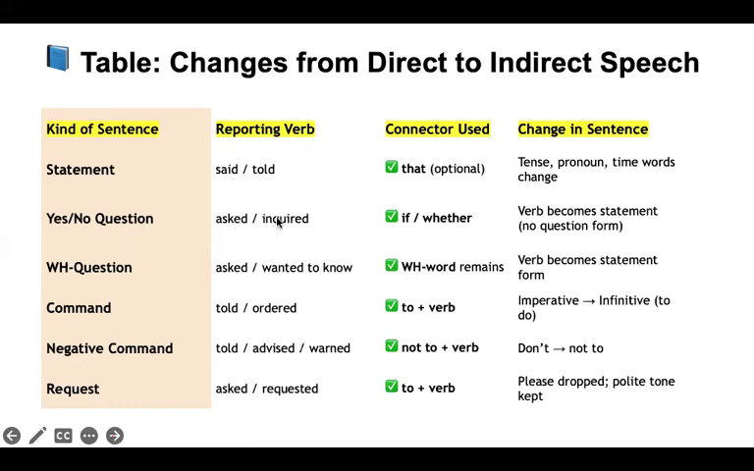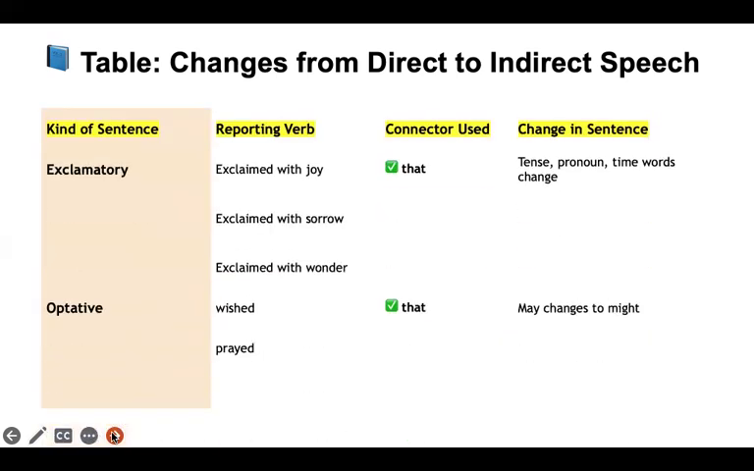He said, who are you? He asked, this one, he asked who I was. He asked, do you need something? He asked me if I needed something. Command, we just did command, negative command also, and request also. And then we've got exclamatory sentences, and the reporting verbs change to exclaim with joy, with sorrow, with wonder, and connecting word would be that.